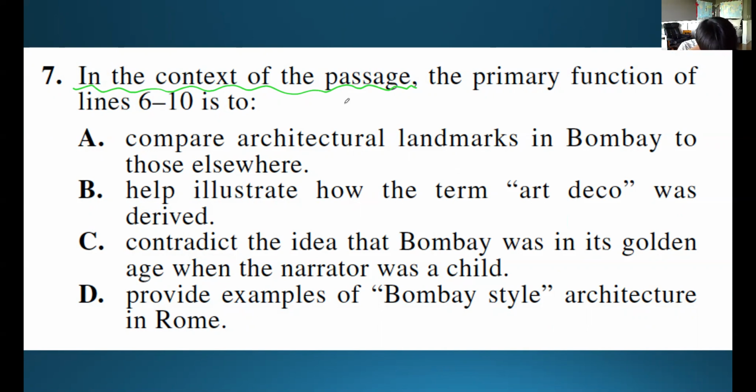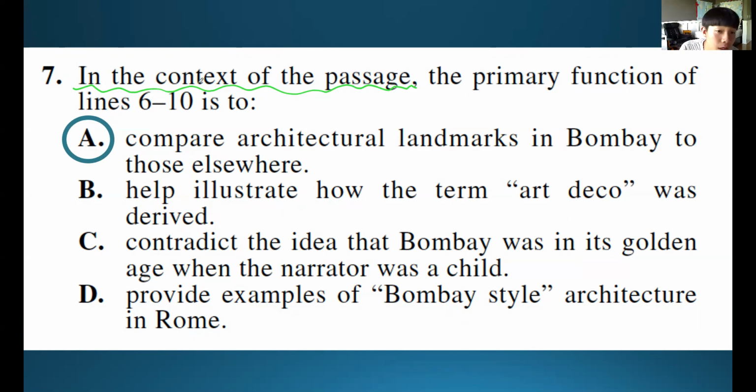6 to 10 says, Malabar and Kumbala Hills were our capital and Palatine. The Brabourne Stadium was our Colosseum. And as for the glittering Art Deco sweep of Marine Drive, well, that was something not even Rome could boast. So the primary function is obviously to compare architectural landmarks in Bombay to those elsewhere. That one's not hard. The rest of them are either ridiculous, they make you laugh, or they're just wrong. There's nothing much to say.